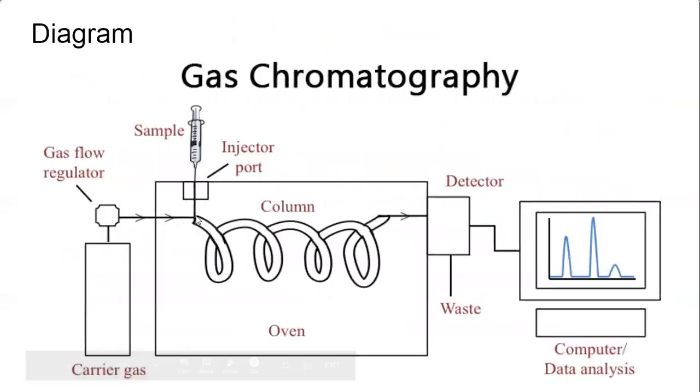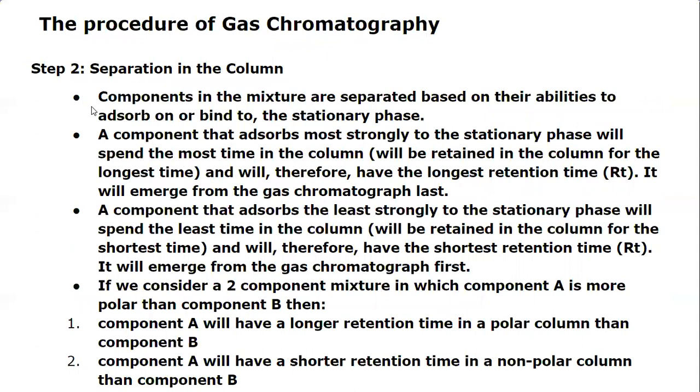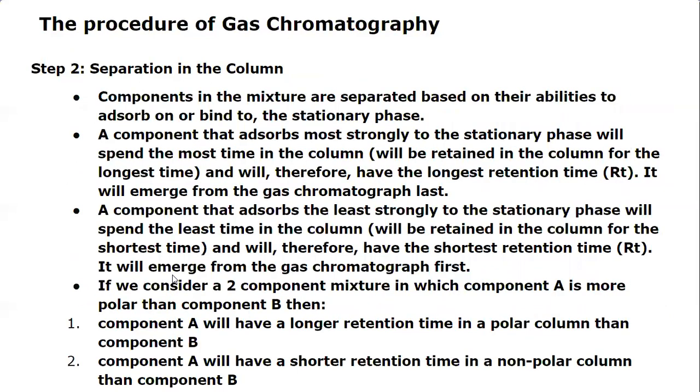Carrier gas, and along with carrier gas the sample enters into the column. Okay, and next one, step 2. Here we introduce the sample as well as carrier gas, both we introduce in step 1. In step 2, separation in the column. So now both enter into the column. Both means the carrier gas as well as our sample in vapor state.